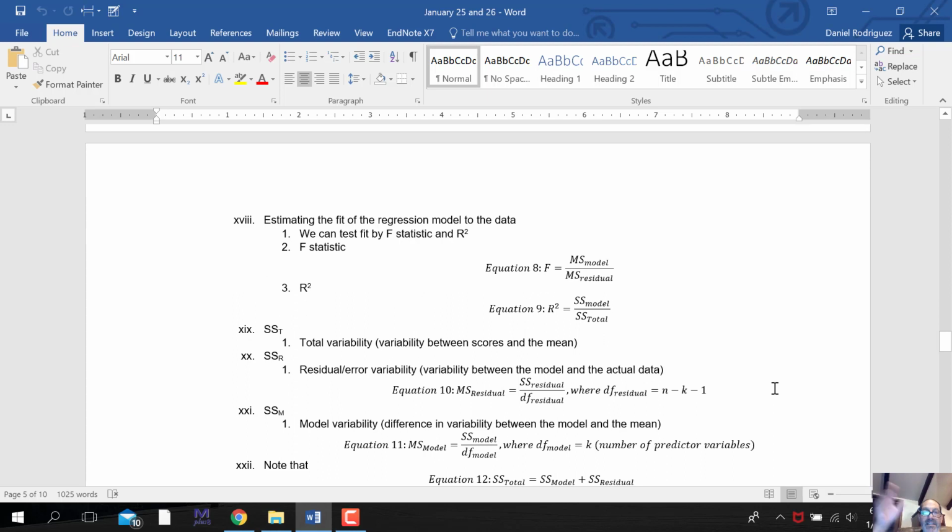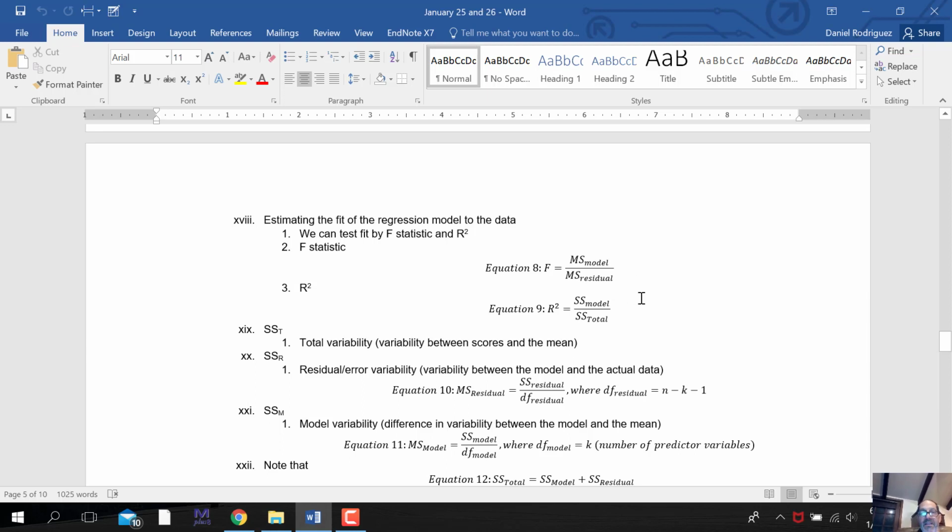So the next step would be to estimate the fit of the model to the data. We always say fit of the model to the data. How well does the model fit? Because this is a model that we're saying predicts the relation. So we want to look at the fit of the model to the data, and we use the familiar F statistic.